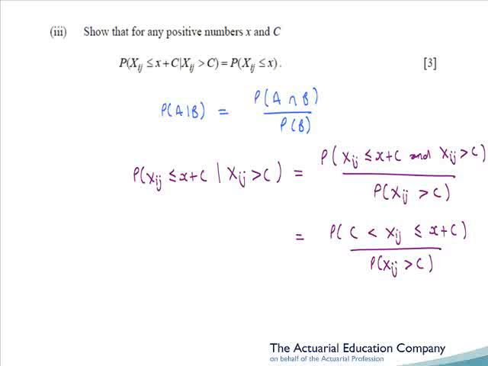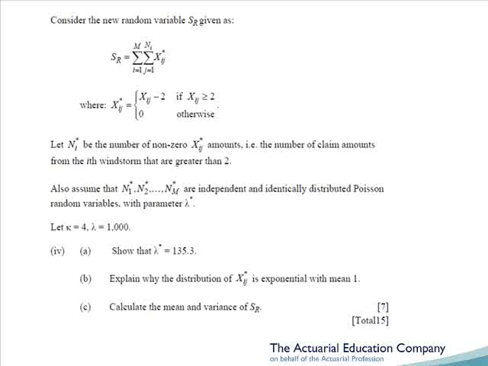And we're told in the question, though it's not on the screen here, that Xij has an exponential distribution with mean 1. We can then work out these probabilities and show it's equivalent to the probability Xij is less than or equal to X. And now the final part of this rather messy question. We've got the compound distribution of a compound distribution again, but this time we're adjusting the Xij's to create something called Xij star.